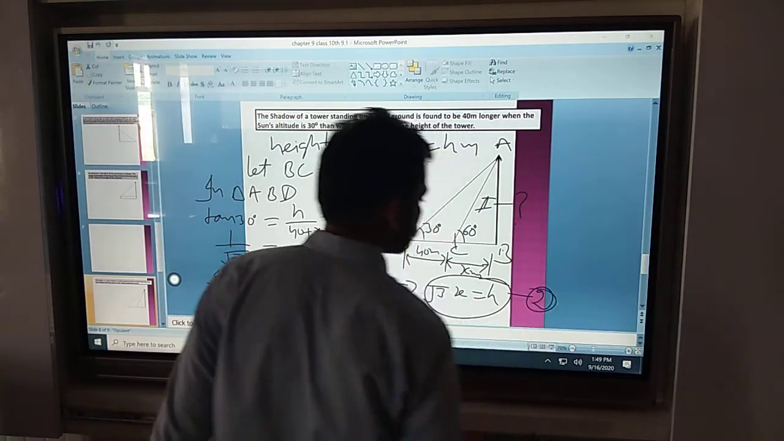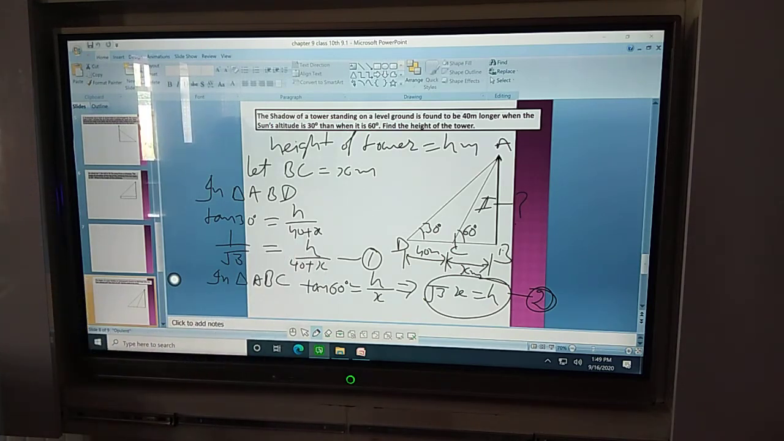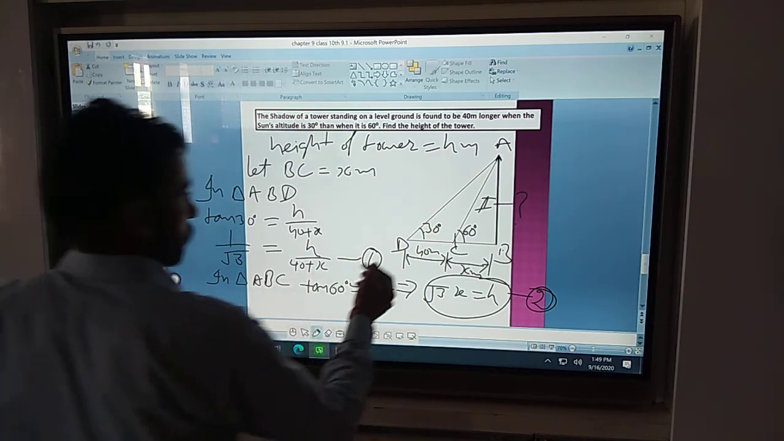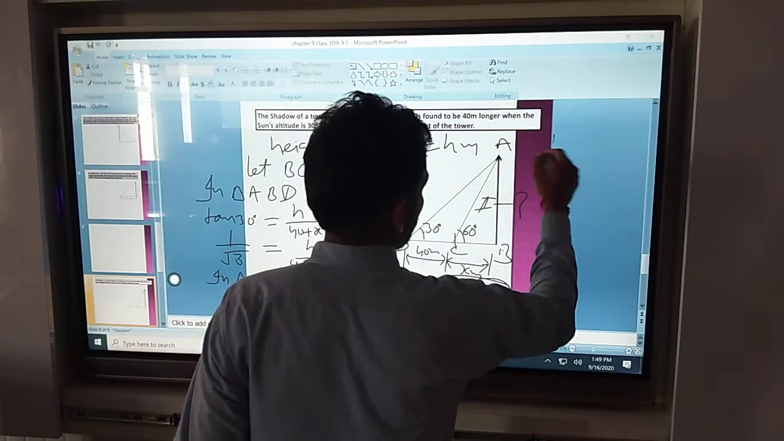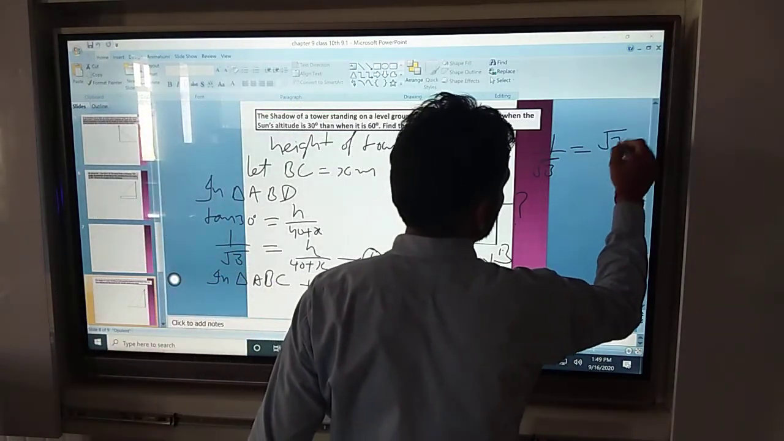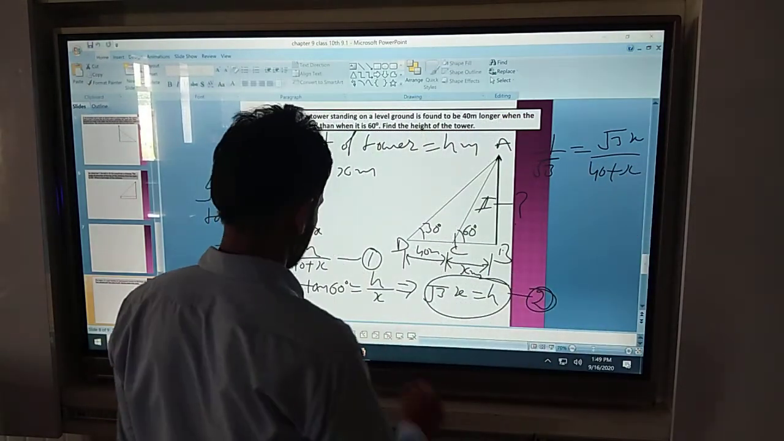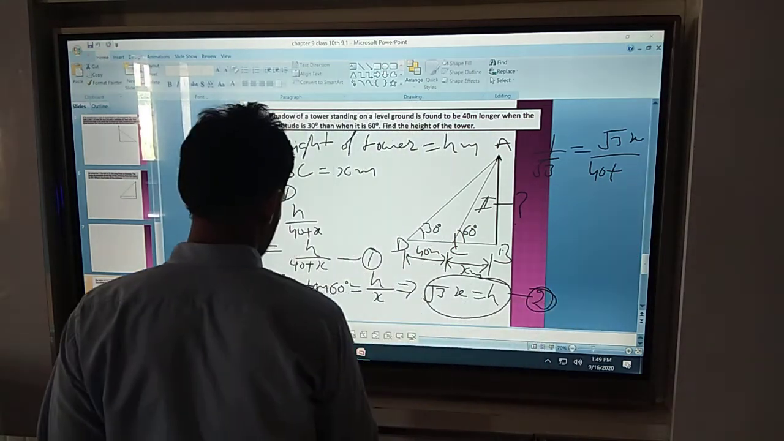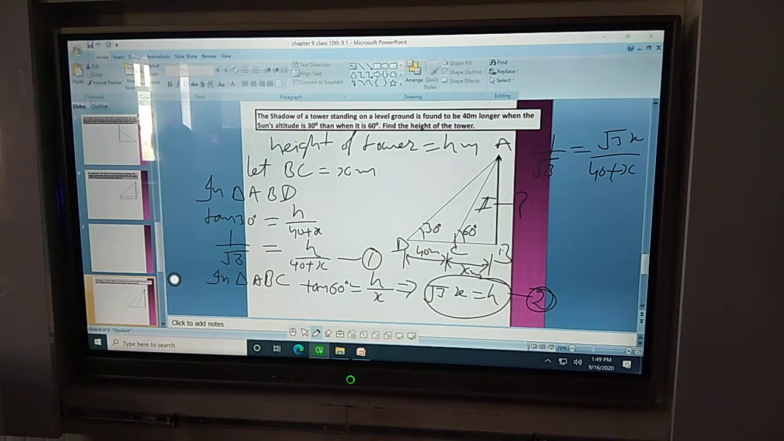This is the second. From second, put the value of h here. We can find the value of x. Now from here, put the value of h. This becomes 1 over under root 3 is equal to h, h is under root 3x, over 40 plus x. From here we can rearrange the equation and find the value of x.